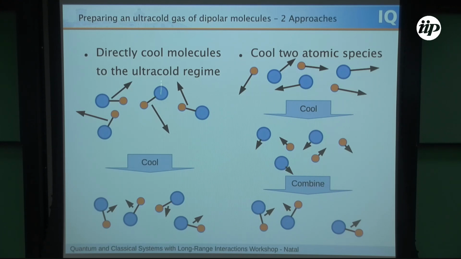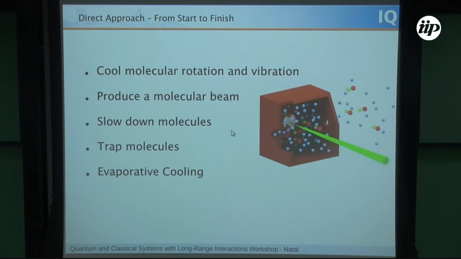We do both in Silke Osberghaus's group. I mostly work on this one, and I'll also present some data on the other one because this one actually works much better. This field is still in its infancy, and I would like to talk about our contribution to hopefully make this thing really take off. So first we're going to talk about directly cooling molecules.